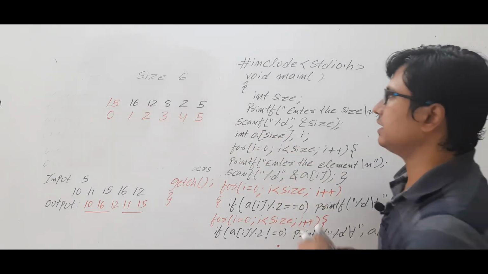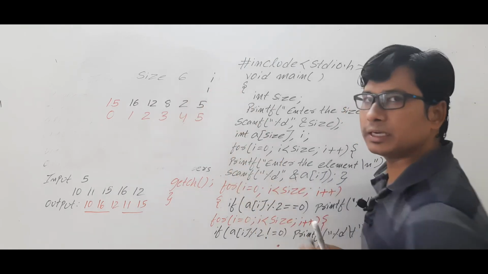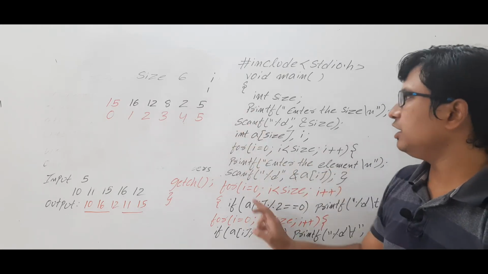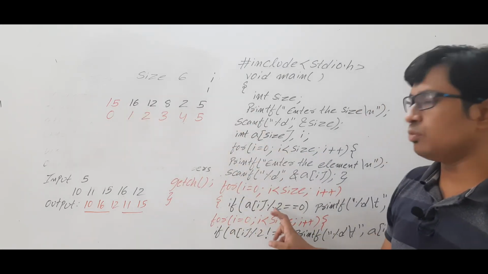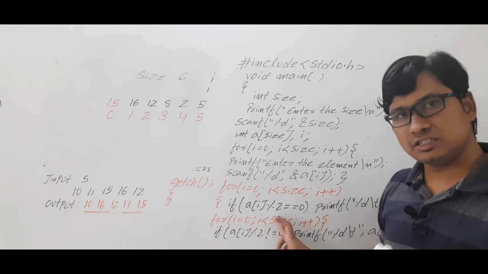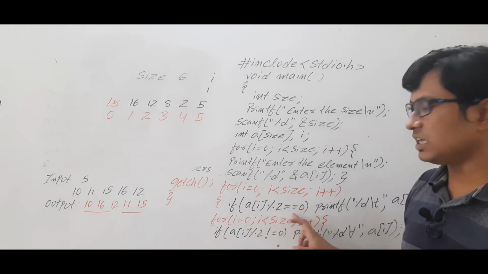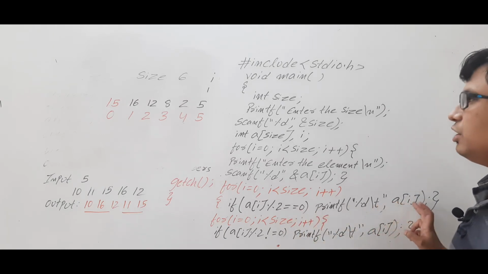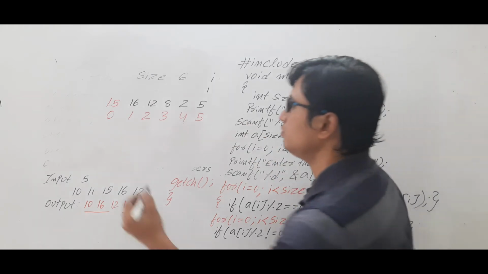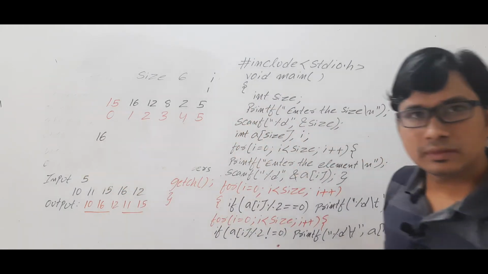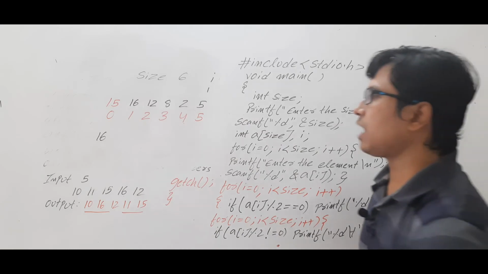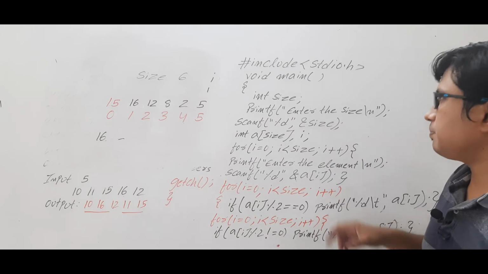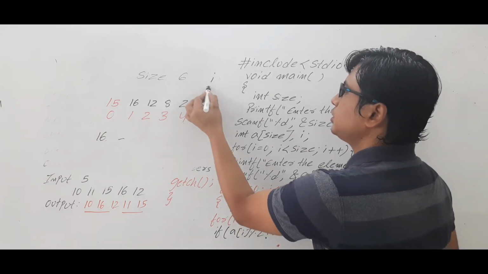Okay, are you able to understand? The i value is initially 0. Now the i value becomes 1. If a[i] means a[1]. a[1] is what? 16. 16 modulus 2, you will get the remainder as 0. So 0 is equal to 0. This condition is true. If this condition is true, you will execute printf of %d, a[i], a[1]. So 16 will be displayed. Are you able to understand? And you have given a tab space, so it will come to the tab space and the cursor will be here.